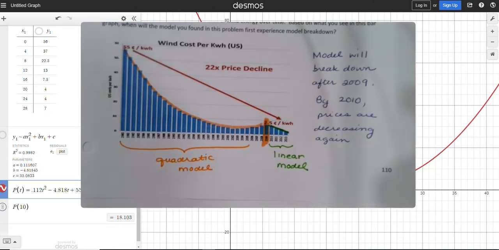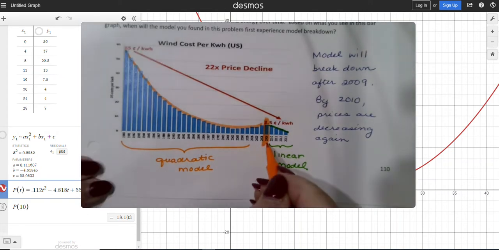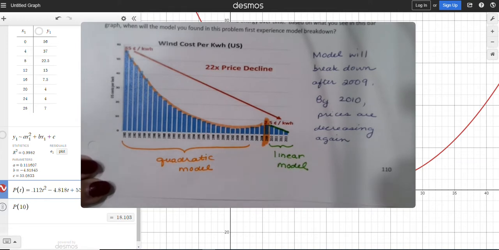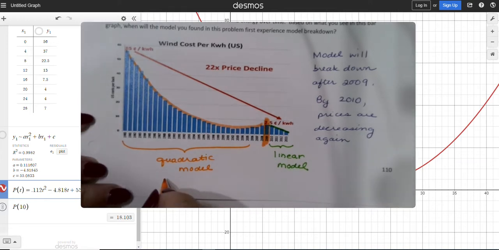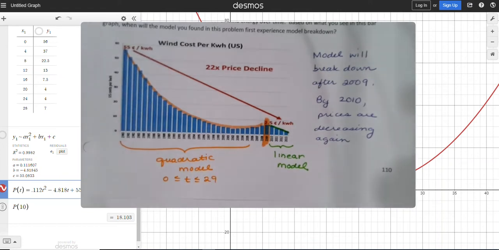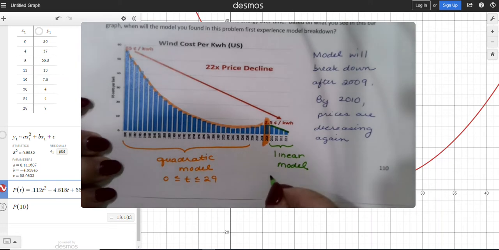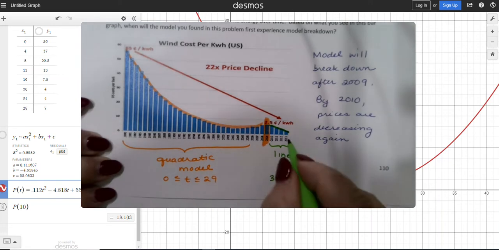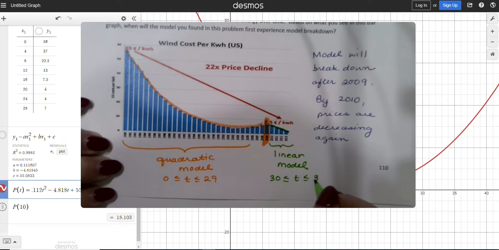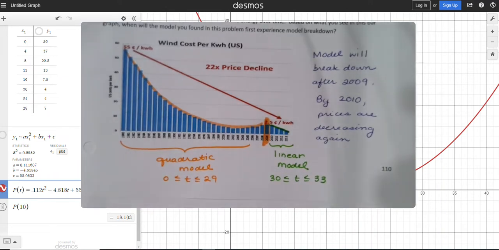So, thinking in terms of our variables, again, our t-values were years after 1980. So 2009, that would be the 29th year. So we'll use a quadratic model for t's from 0 to 29. And then we're going to want to use a linear model starting in the 30th year after 1980. That would be 2010. And we only can really predict out through the 33rd year because that's all the data we have. So I'm going to set up my two pieces with those two domain elements in them.